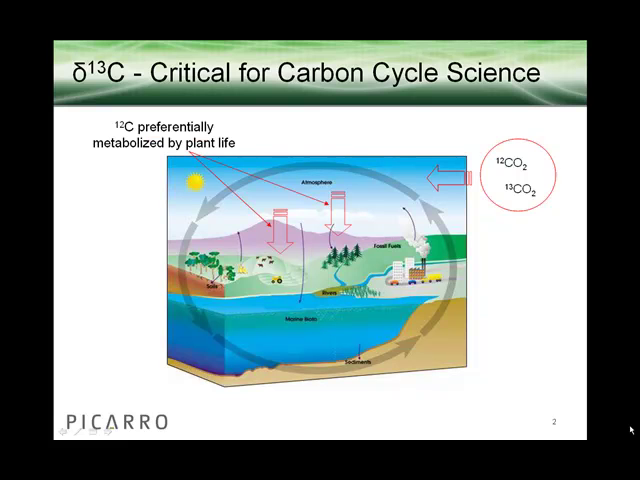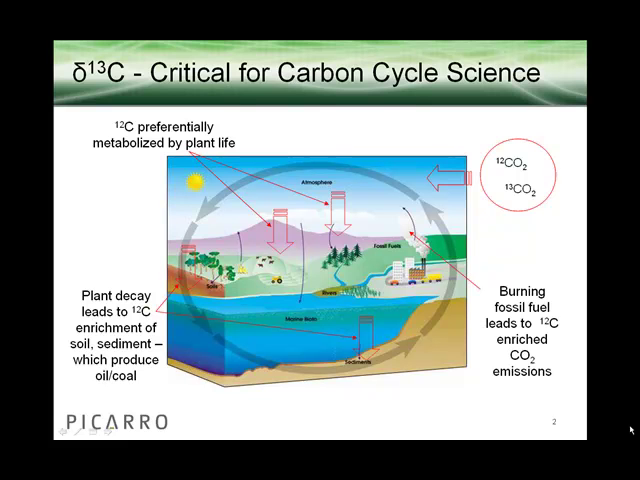Carbon dioxide is photosynthetically fixed by plants, and this process has a general preference for the carbon-12 isotopolog. Plant decay leads to subsequent carbon-12 enrichment of soils and sediments, which over geological time produces fossil fuels. Burning of fossil fuels then leads to carbon-12 enriched CO2 emissions.